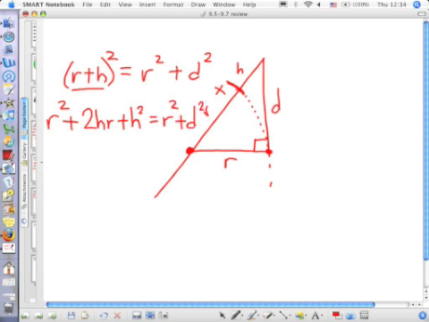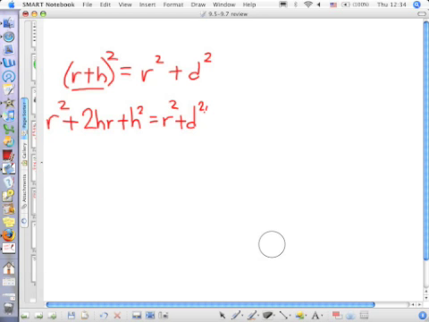And my picture's all getting crowded. Will this be on the test? No, but we do need to understand how it works.